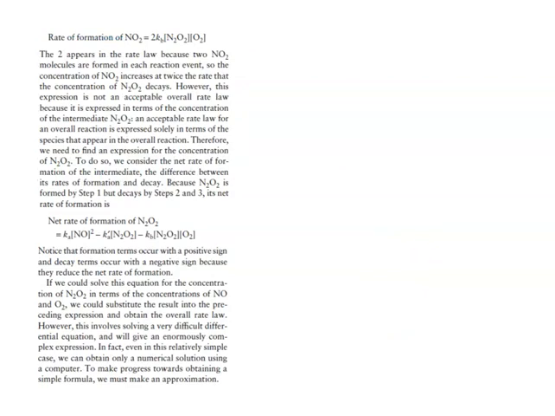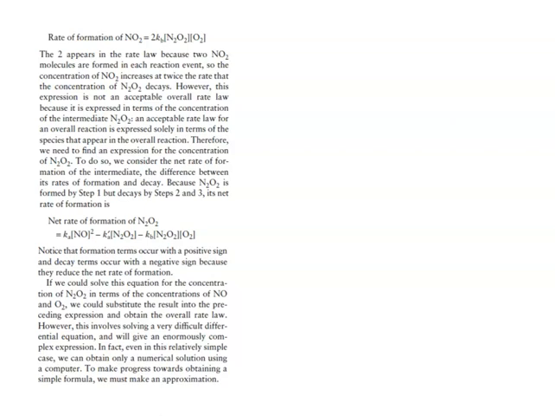Which I've redrawn here at the top. So in this case, because everyone's asking where the 2 came from, the 2 appears in the rate law because 2 NO2 molecules are formed in each reaction event. So the concentration of NO2 increases at twice the rate that the concentration of N2O2 decays. However, this expression is not an acceptable overall rate law because it's expressed in terms of the concentration of the intermediate N2O2. An acceptable rate law for an overall reaction is expressed solely in terms of the species that appear in the overall reaction. Therefore, we need to find an expression for the concentration of N2O2.